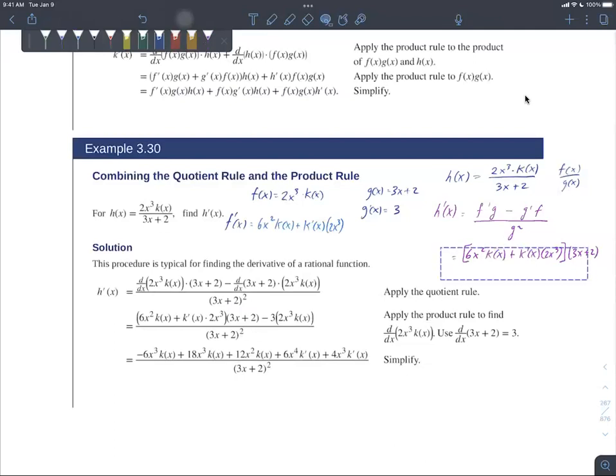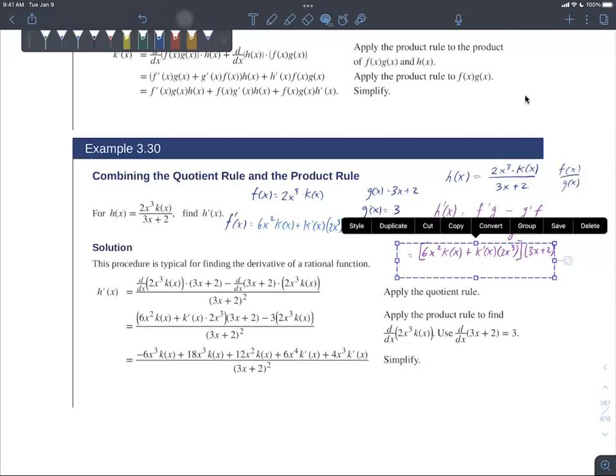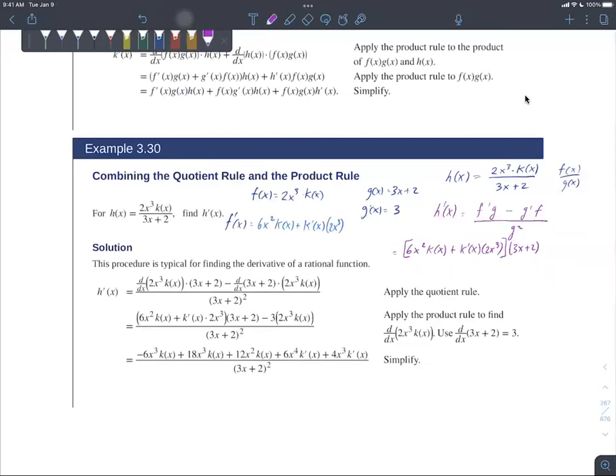And notice, yeah, these problems are getting longer. A little bit longer. That's okay. Minus g prime, which is 3, times f, and f was 2x cubed times k of x. This is all over g squared. g is 3x plus 2 squared. Now, is this what we have in the answer? Basically, yes, that is this step here.